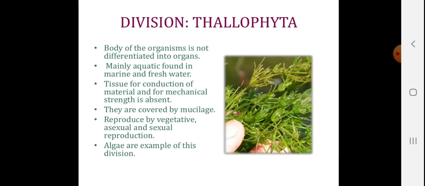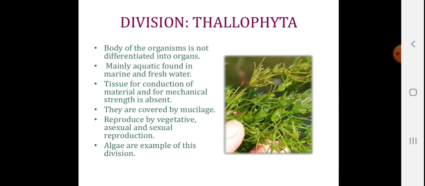The body of the organism is not differentiated into organs, mainly aquatic and found in marine and fresh water. Tissue for conduction of material and for mechanical strength is absent. They are covered by mucilage, that is the protecting sheet. Reproduced by vegetative, asexual and sexual reproduction.